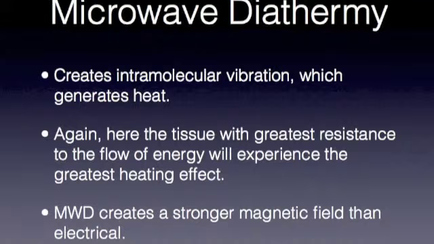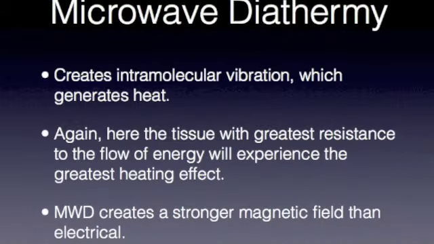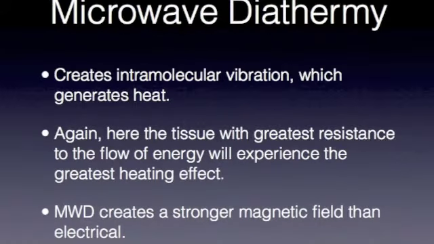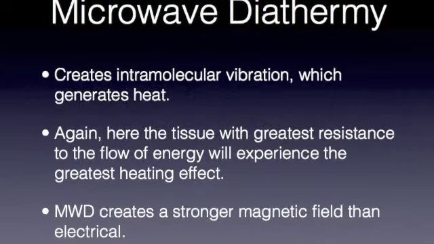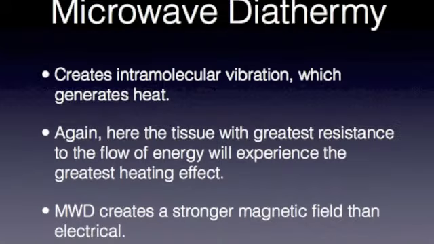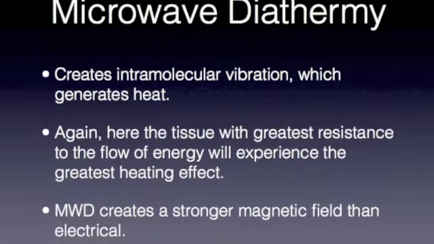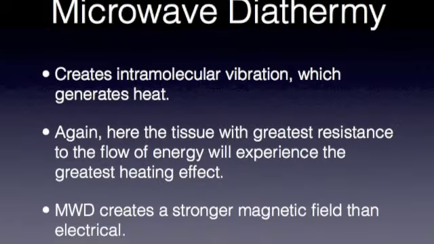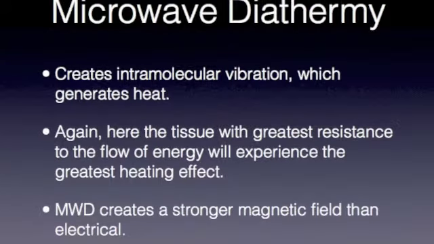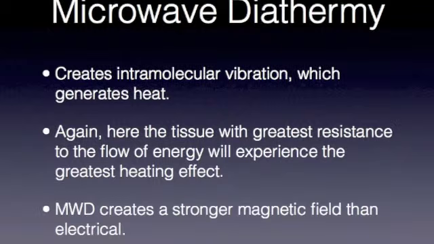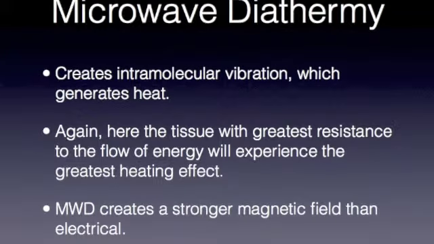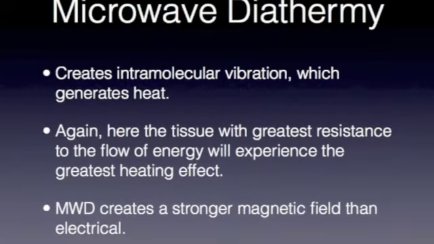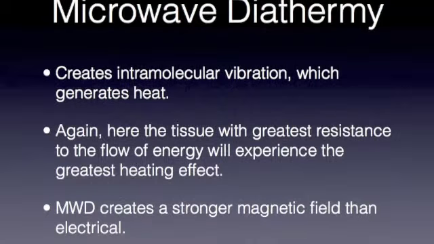The current goes around the rounded coil, which in turn generates heat. It'll again create, in the tissue with the greatest resistance, secondary circular currents called the eddy heating effect. And that's where the microwave diathermy, which creates a stronger magnetic field than electrical field, begins to take place. Both diathermies create radio frequencies, and it's regulated by the FDA.